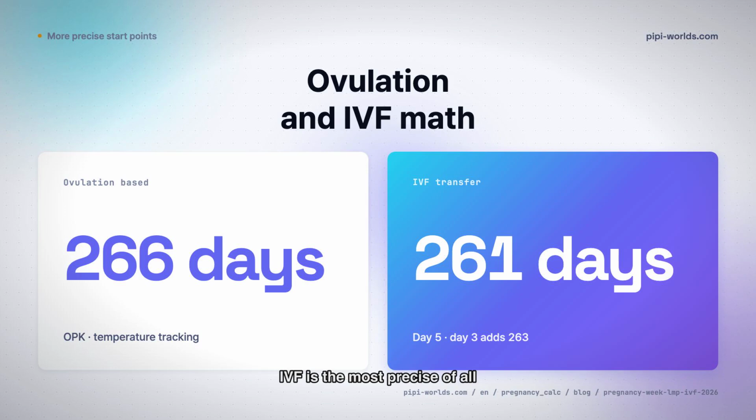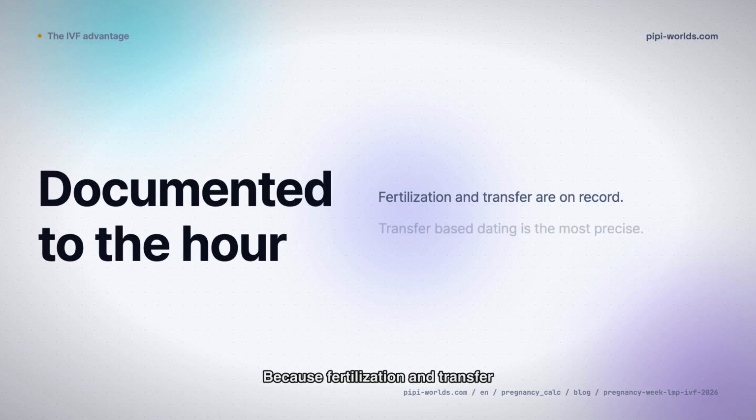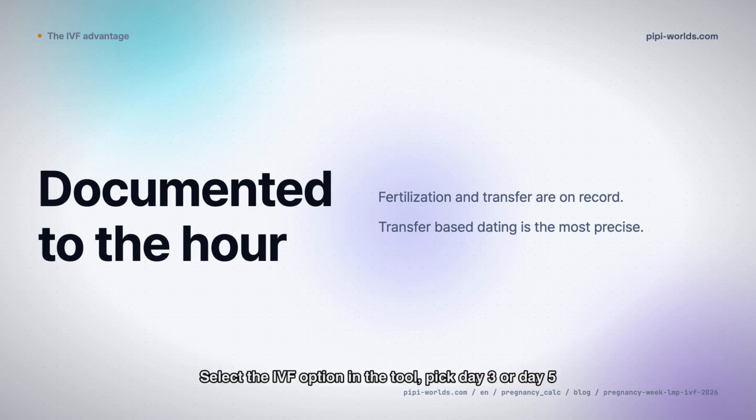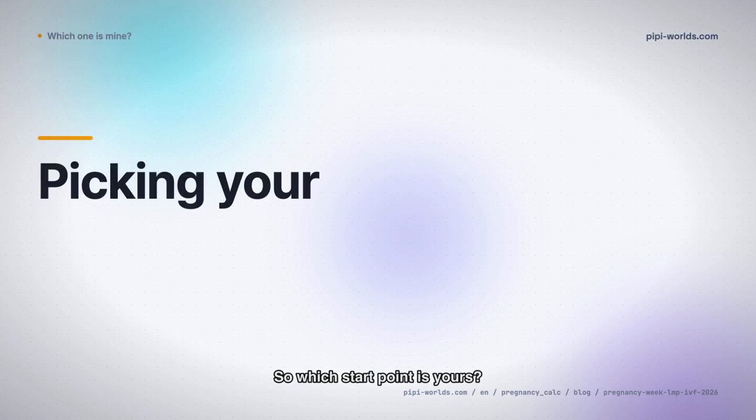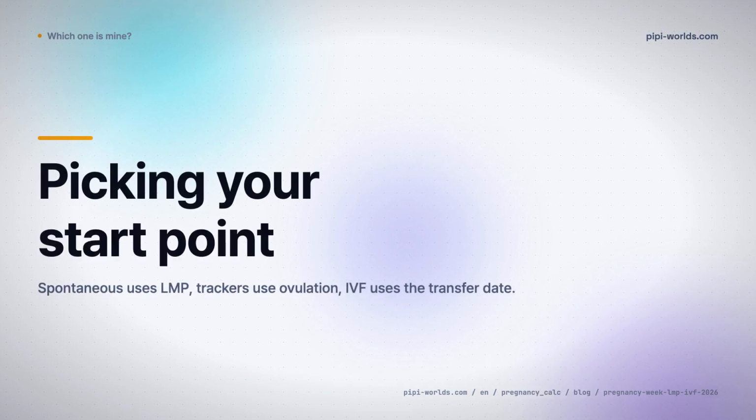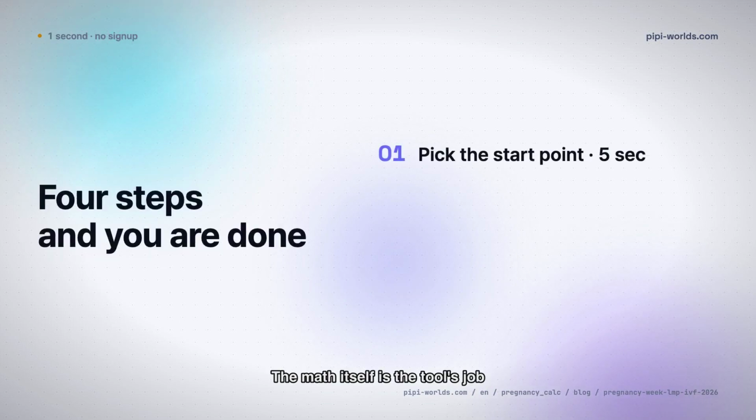IVF is the most precise of all. A day 3 embryo transfer adds 263 days, and a day 5 transfer adds 261. Why is IVF the most accurate? Because fertilization and transfer are documented to the hour in the lab record. Select the IVF option in the tool, pick day 3 or day 5, and the right formula is applied automatically. So which start point is yours? The answer is simple. Spontaneous conception, use your last period. Tracked your ovulation, use the ovulation date. IVF, use the transfer date. The math itself is the tool's job.